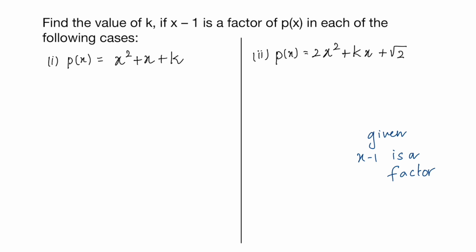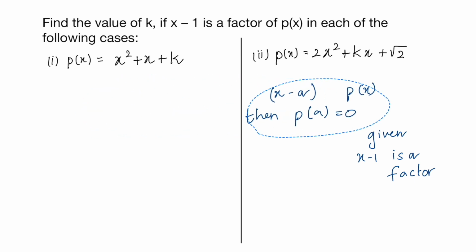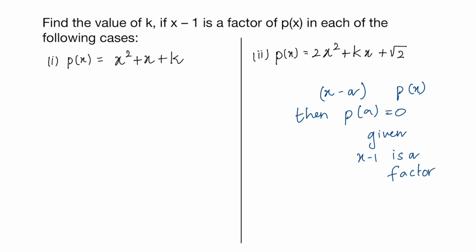If you have been watching and following the videos that we have already posted, you would know by now that there is something called the factor theorem. What the factor theorem says is that if x minus a is a factor of p of x, then p of a is equal to 0. Basically I have been repeating this for the last 5-6 episodes. So this is what we are going to use in this question.